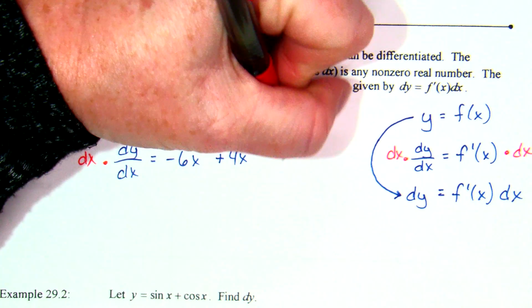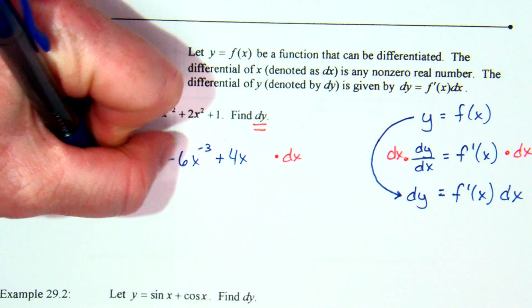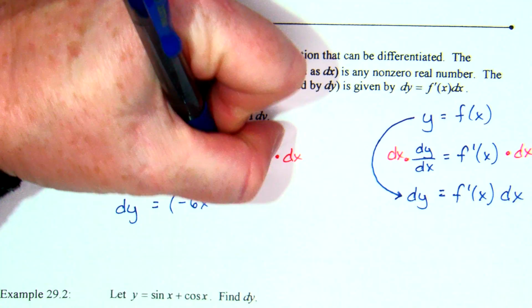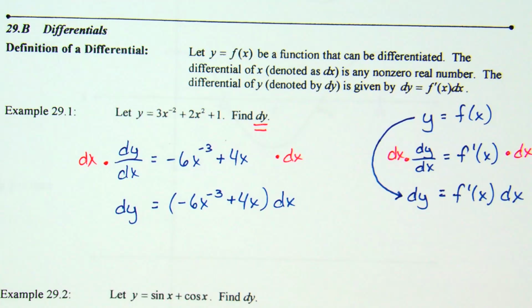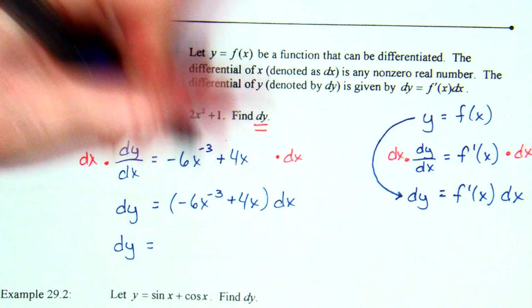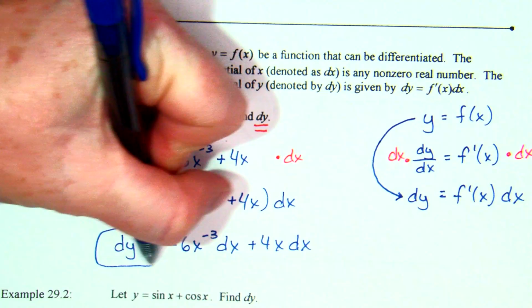Now, there's two different ways we can think of this. The dx's cancel on the left, so you're left with dy. One option is you can leave this with parentheses: negative 6x to the negative third plus 4x, quantity, times dx. Or we also have the option of taking that dx and what? Distribute it. So I want to write that out. dy is equal to negative 6x to the negative third dx plus 4x dx.